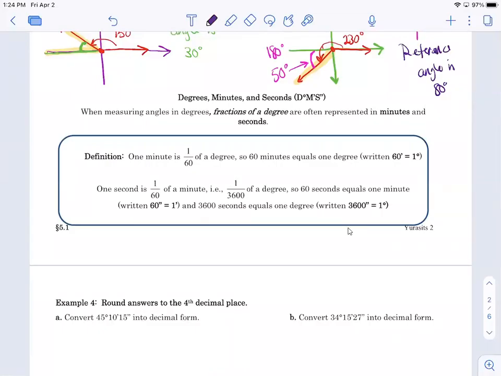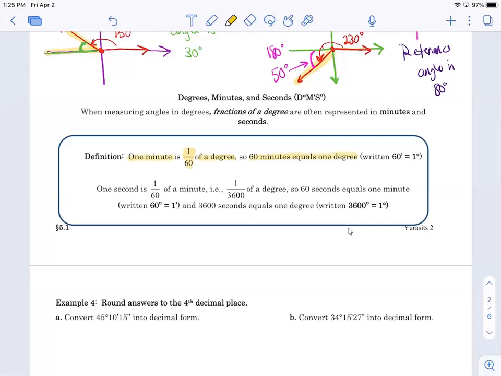The next definition we have to go over is degrees, minutes, and seconds. This is another way to measure angles to be more approximate. Sometimes we have a fraction of an angle, and that's why we're going to use minutes and seconds. The definition is 1 minute, think of a clock, is 1/60th of a degree. So 60 minutes equals 1 degree.